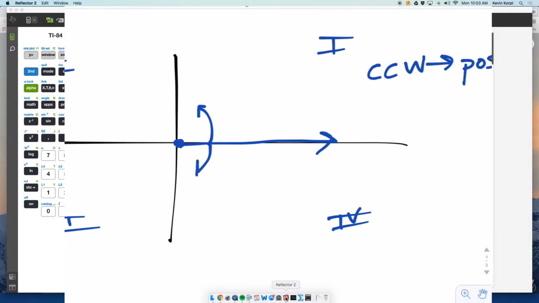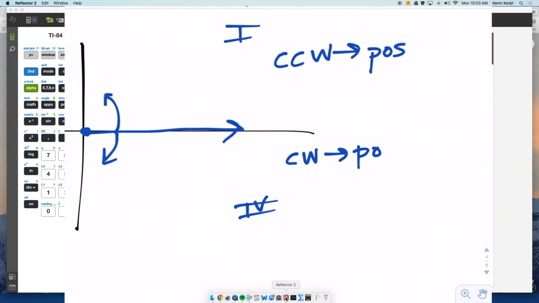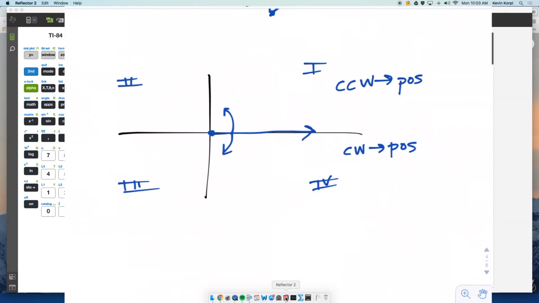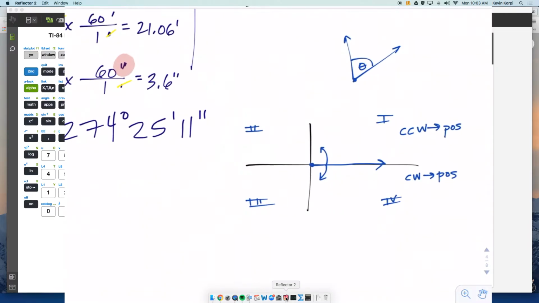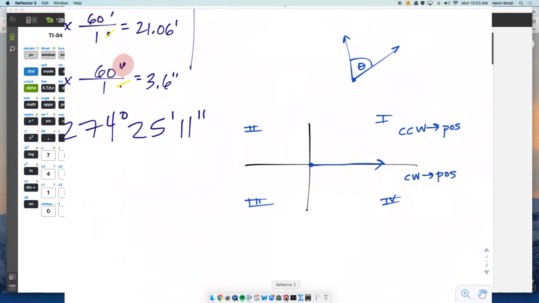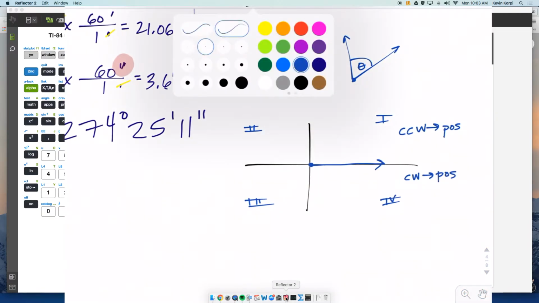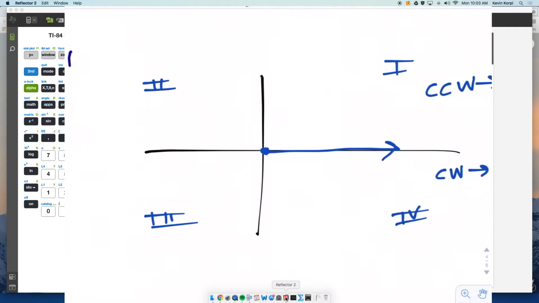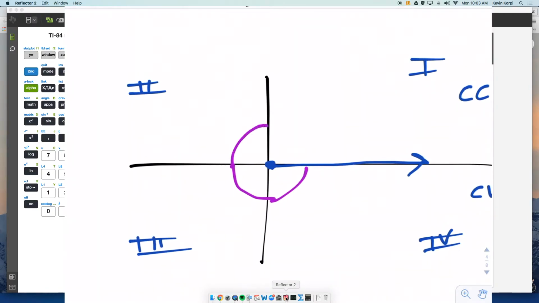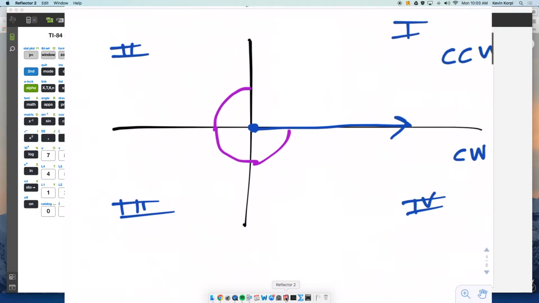So a negative angle is actually going to be in the clockwise position. Okay? And so a negative 274 is going to actually rotate, of course, in the clockwise direction. So let's see where that would live. This would be negative 90. This would be negative 180. And 3/4 of the way around would be negative 270. So it's kind of helpful to know where it's partitioned.